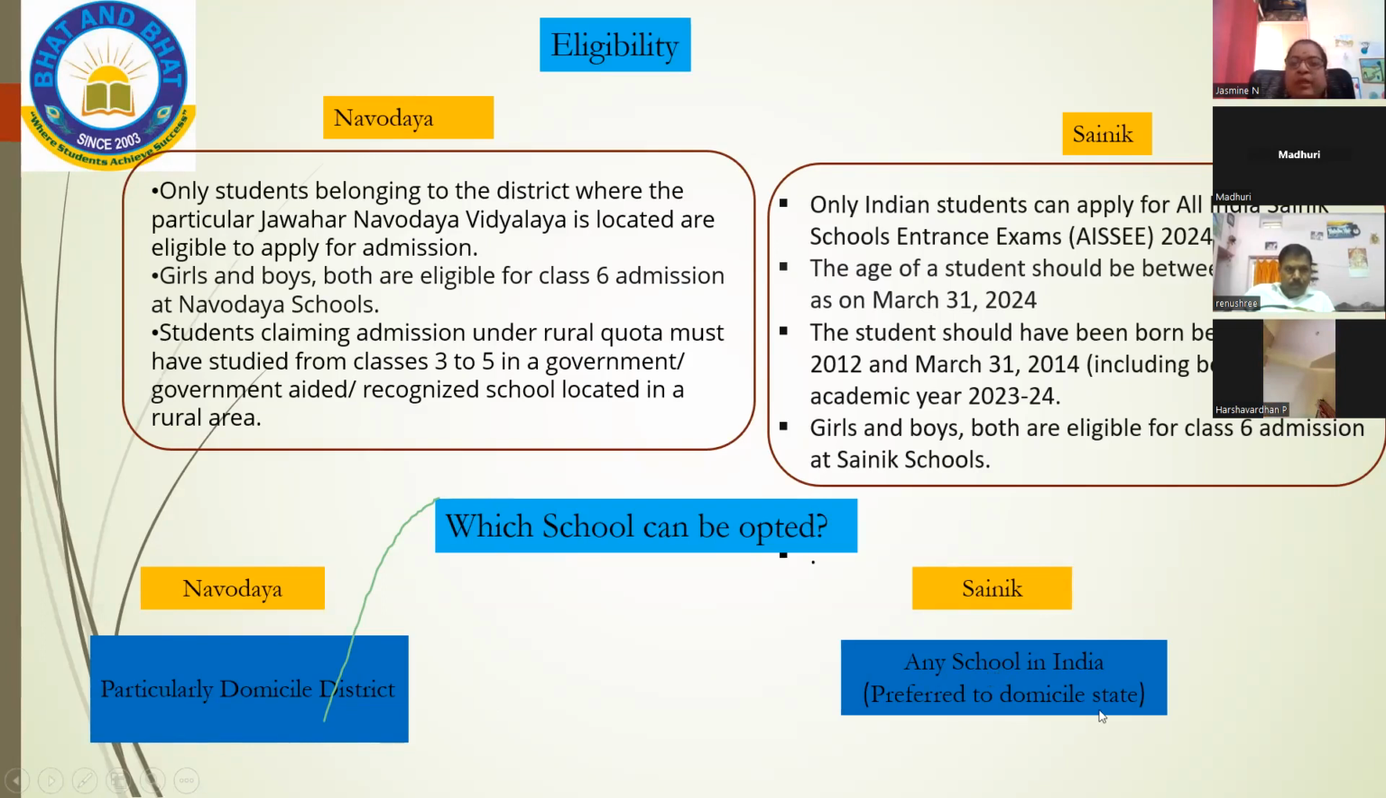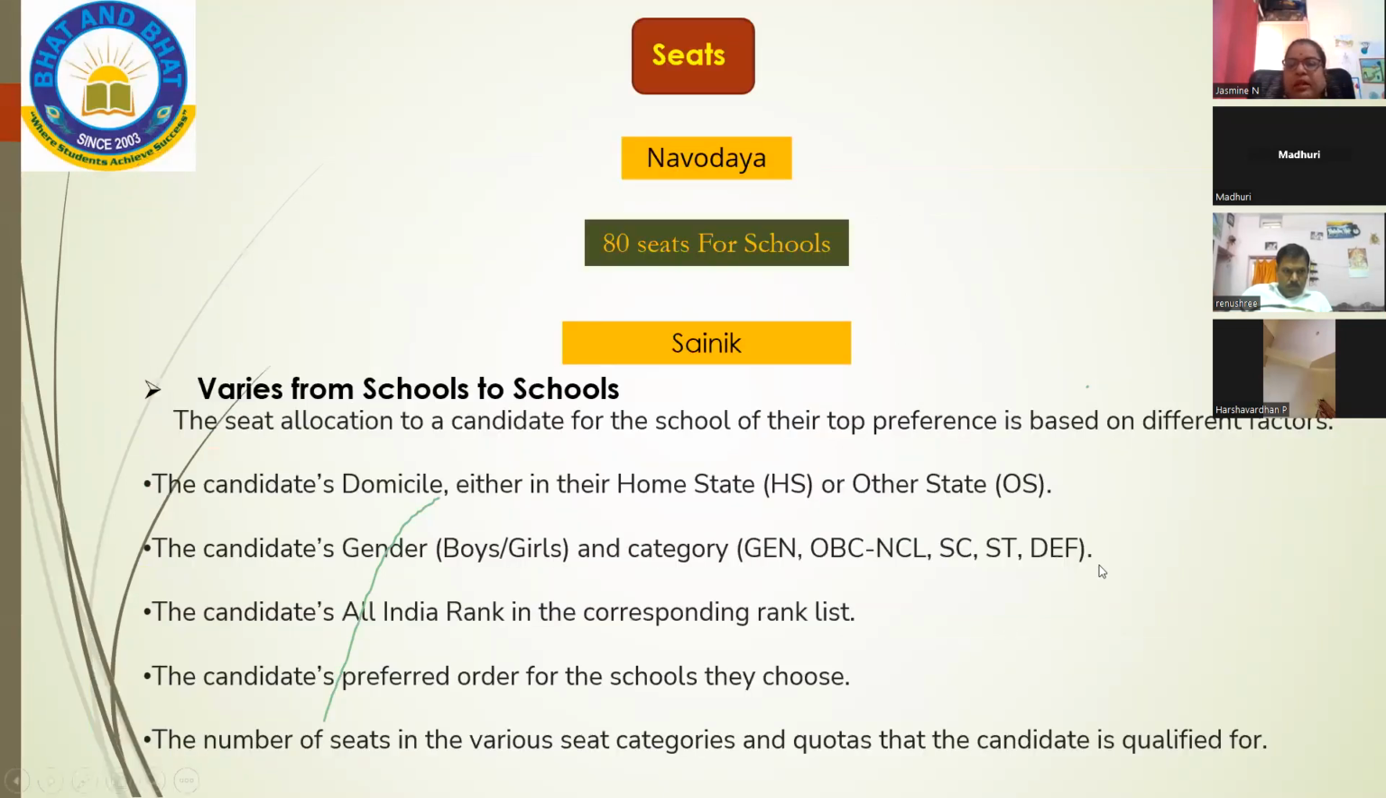Whereas in Sainik school, you can get a domicile certificate for the place where you have a permanent address from the tahsildar office, so that the student is eligible to write and enter into particular schools like Satara, and so on. Now moving on to the next slide, Navodaya.